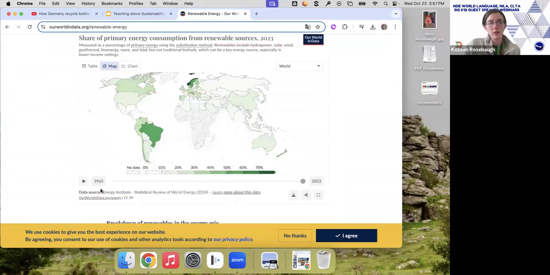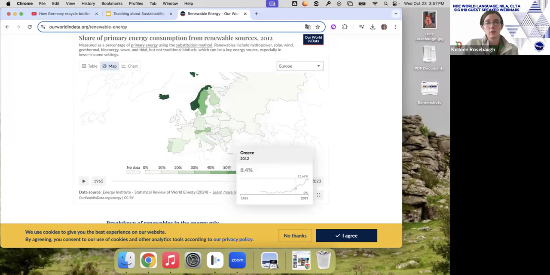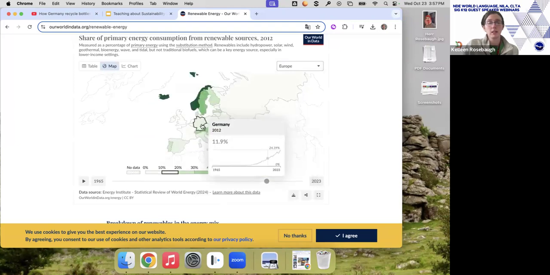This shows how much over time that different groups are using renewable resources. So you can compare across the whole world over time, specific years that you want this to be. You can adjust the maps to zoom in on specific areas. So if you want to look just at Europe, you can zoom in and see more specific areas and see specific countries. So it allows you to adjust it, which is really great.